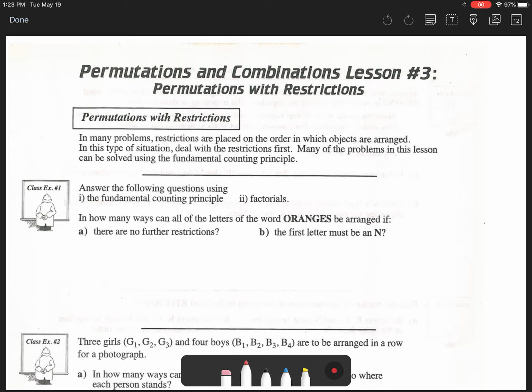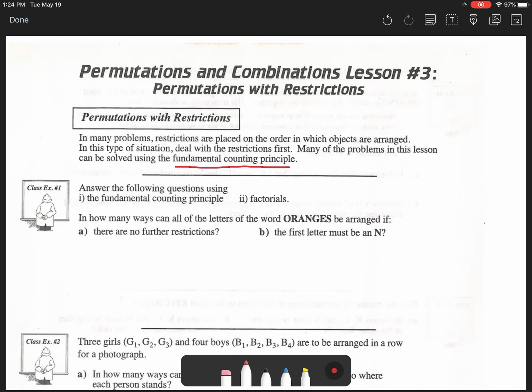If your brain kind of thinks the other way and you think there's a different way that makes more sense to you, then by all means, please do that. And if you have a question as to whether or not that's a valid calculation or a strong mathematical process, then by all means get a hold of me, email me, and I can let you know if it works. Okay. So just like it says at the top here, permutations with restrictions, many of the problems in this lesson can be solved using the fundamental counting principle.